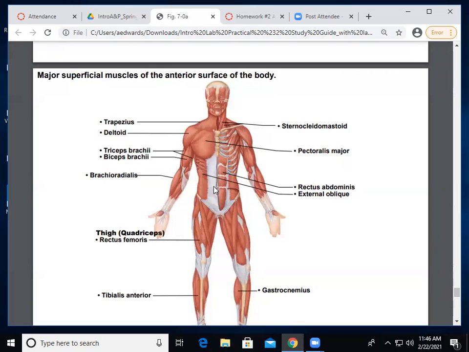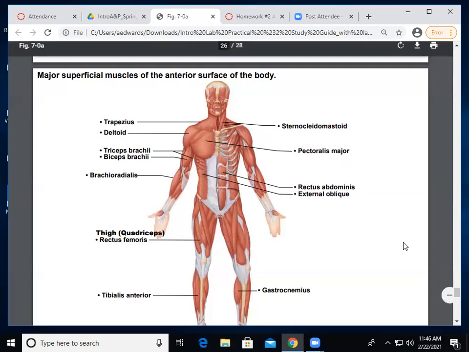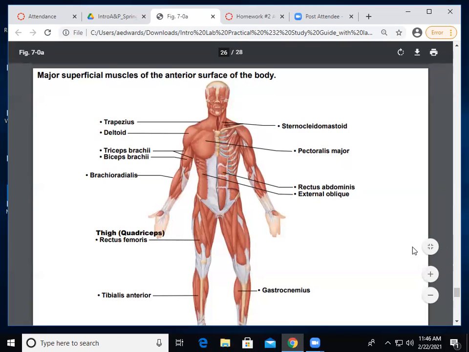In the abdomen, if you're trying to get those 6-pack abs, or the 8-pack, you've got the rectus abdominis, right? On the sides, you have the external obliques. Oblique means diagonal, and those fibers run diagonally.